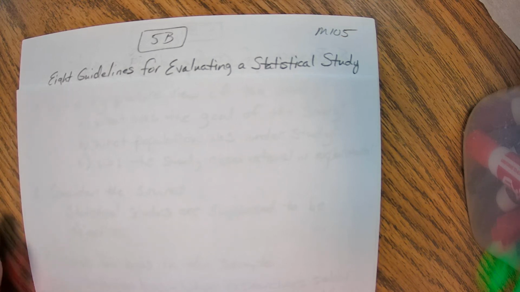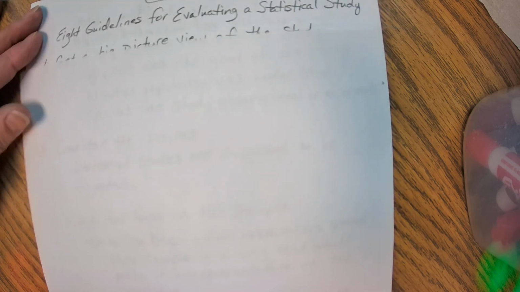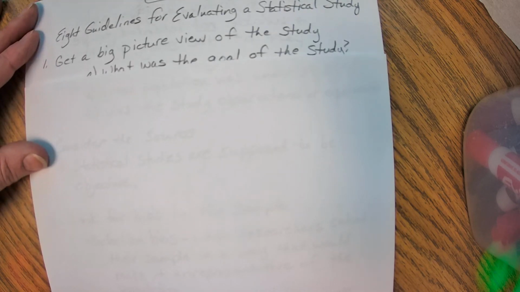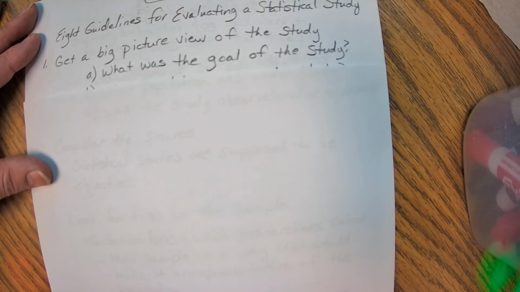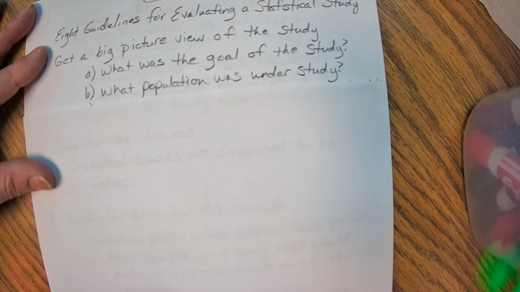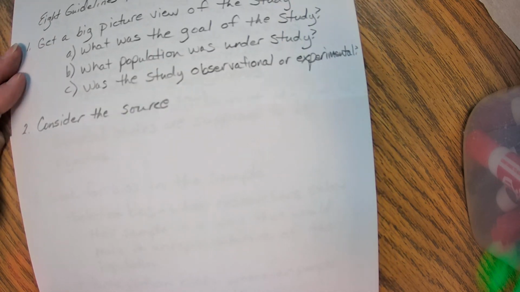Okay, this is Contemporary Math, Section 5B, and we're going to be talking about 8 guidelines for evaluating a statistical study. The first guideline is to get a big picture view of the study. What was the goal of the study? What population was under study? Was the study observational or experimental?